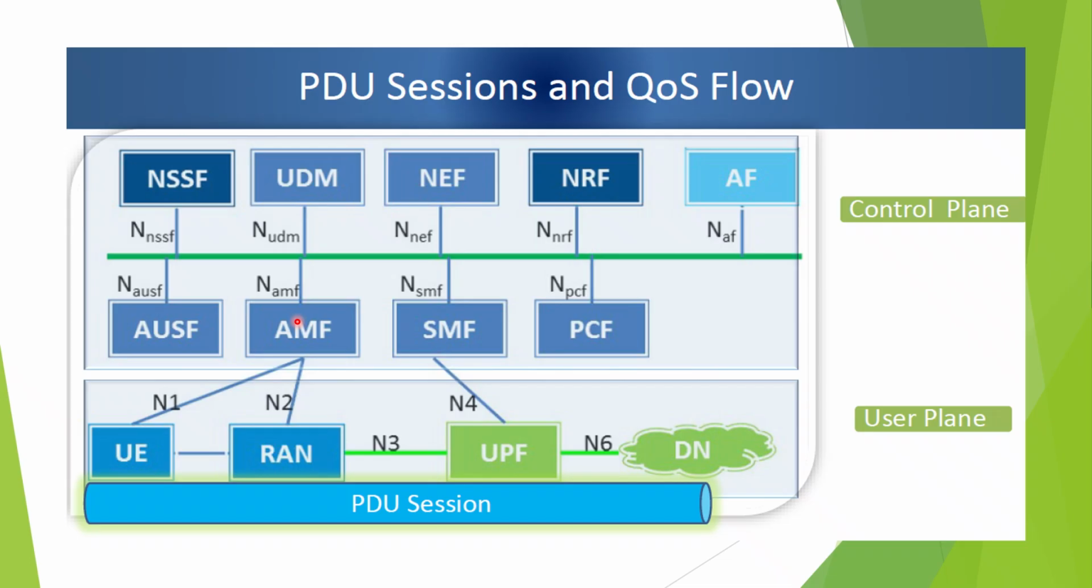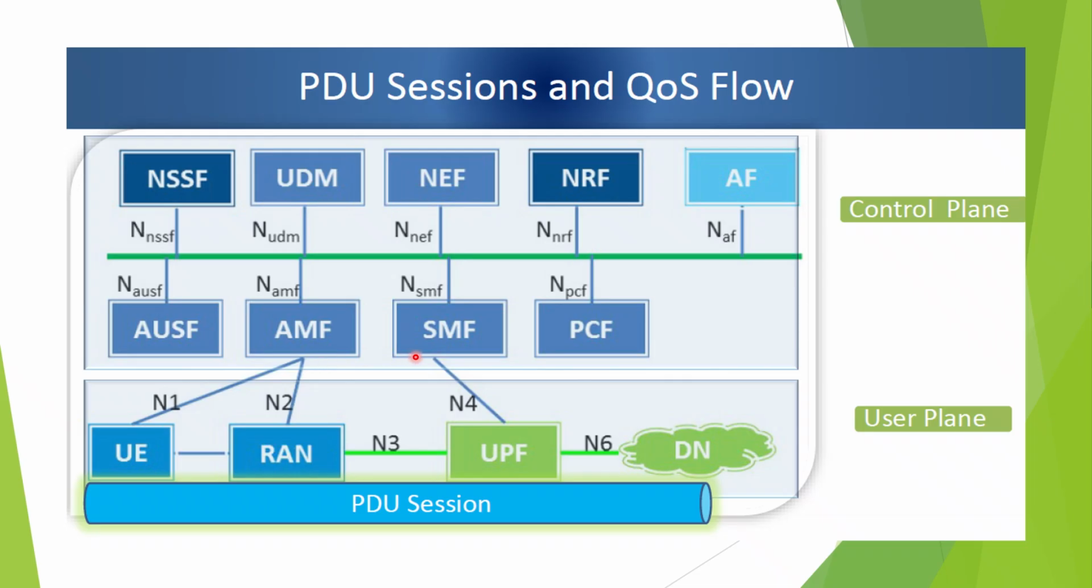The next step, the user equipment requests a PDU session. The user equipment sends the PDU session establishment request. That information consists of the PDU session ID, data network name, NSSAI, that is Network Slice Selection Assistance Information, and session type. Finally, the requested SSC mode.